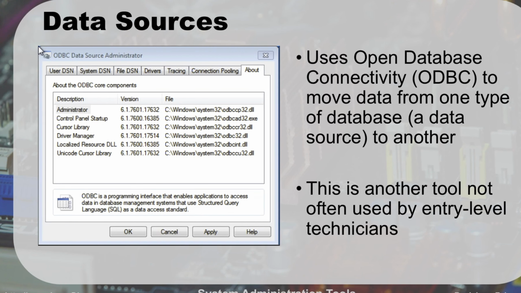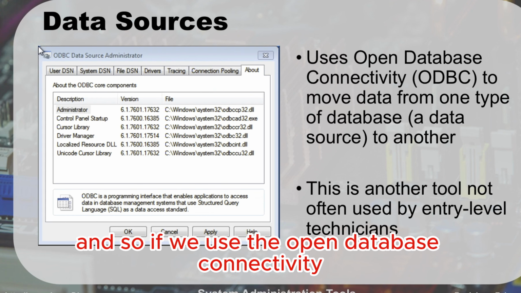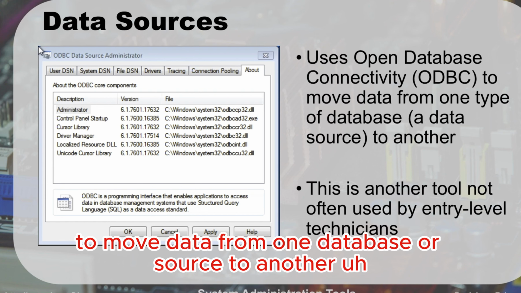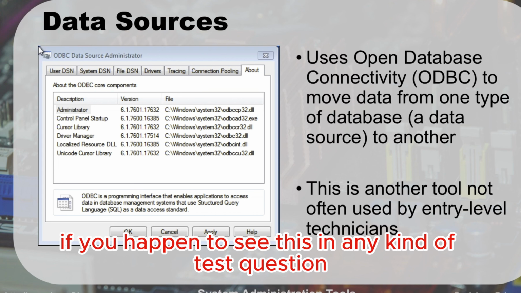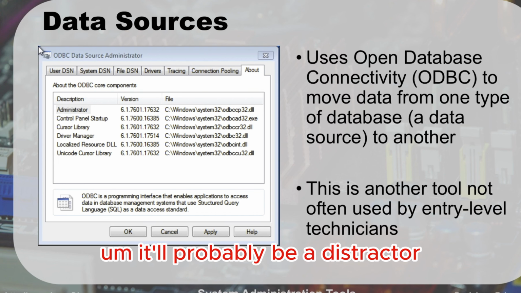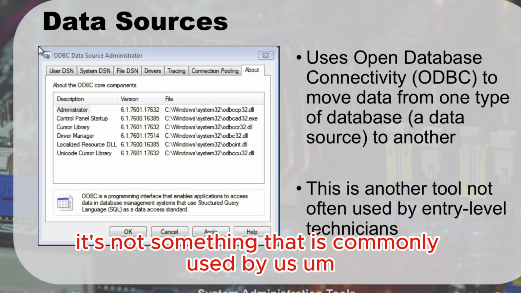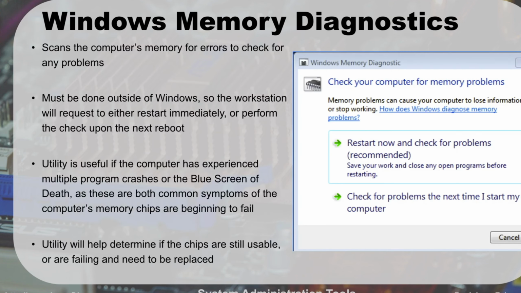Data sources. So a lot of stuff we do nowadays is run by databases. And so if we use the Open Database Connectivity, the ODBC, to move data from one database or source to another, this is not something that is going to be used again by entry-level technicians covered by the A+ exam. If you happen to see this in any kind of test question, it'll probably be a distractor. It will not be the answer. But it's not something that is commonly used by us. You're just not going to see it very often. Usually it's used much more on the server side.